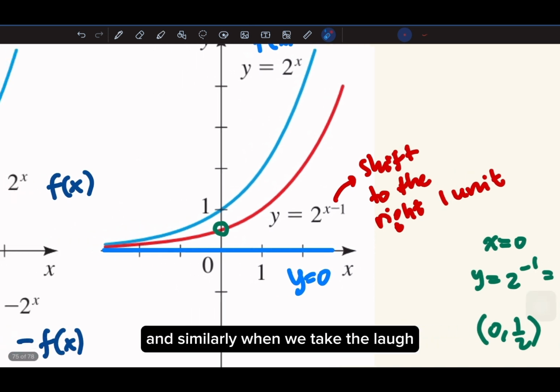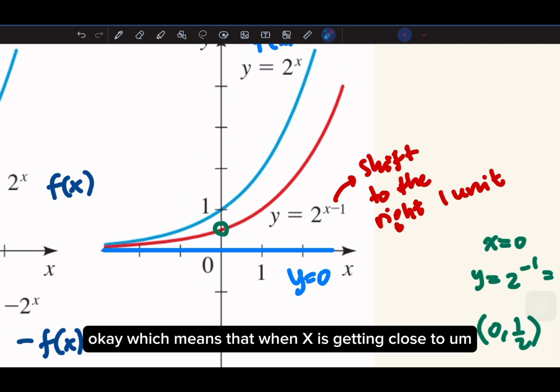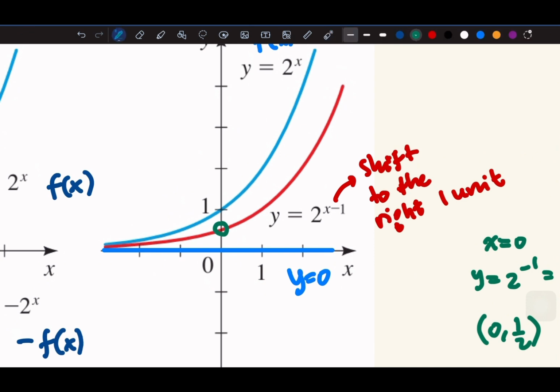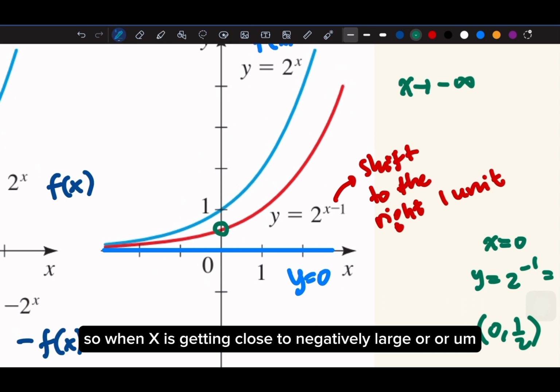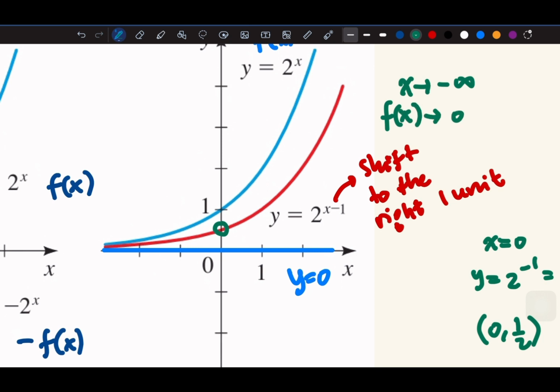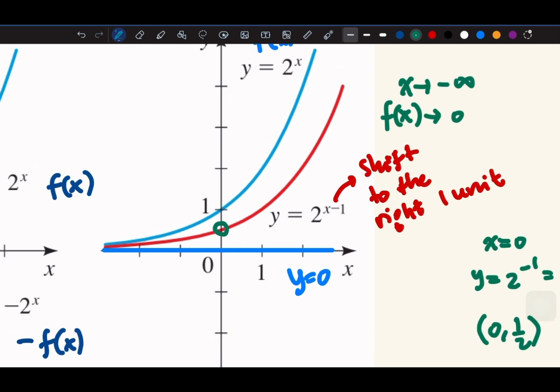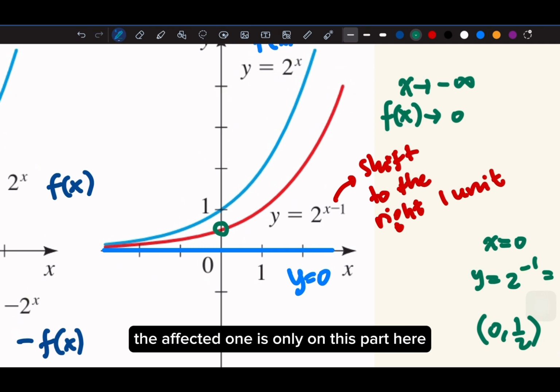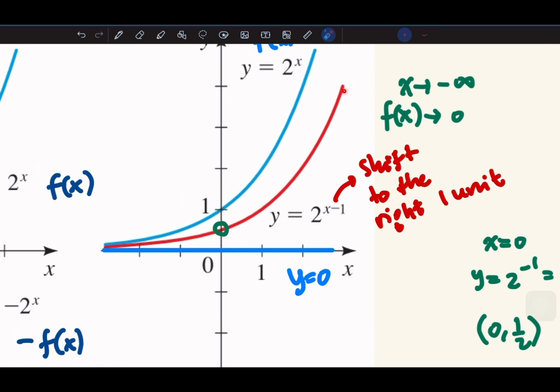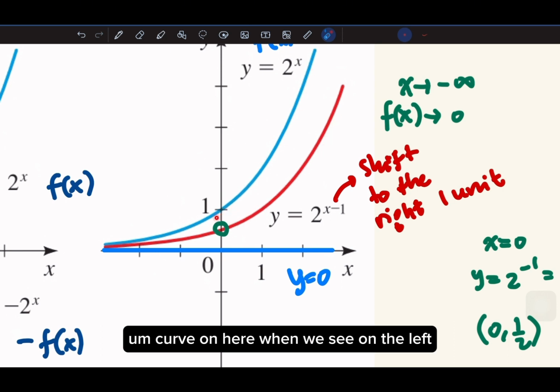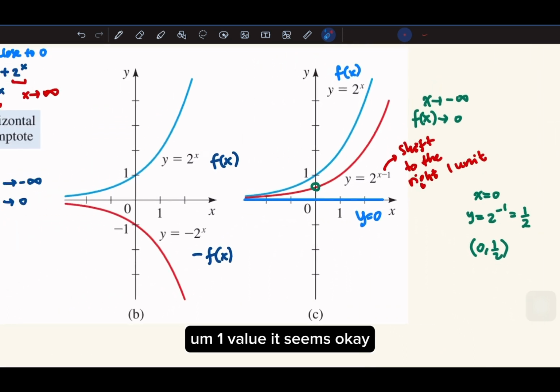And similarly, when we take it to the left, which means that when x is getting close to negatively large, when x is going to the left, then we see that f of x is getting closer to 0, which means that this minus 1 is also not much affected, because the affected one is only on this part here, which takes two different curves. But on the left, it is going to converge into one value.